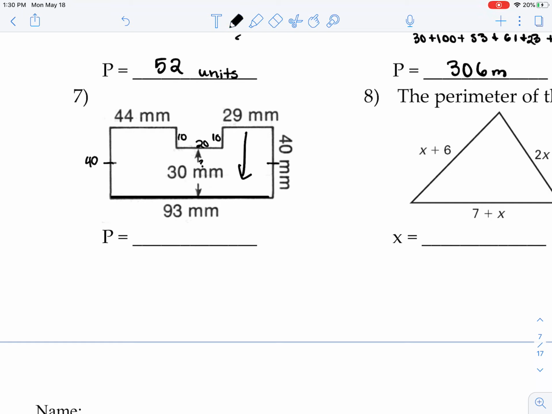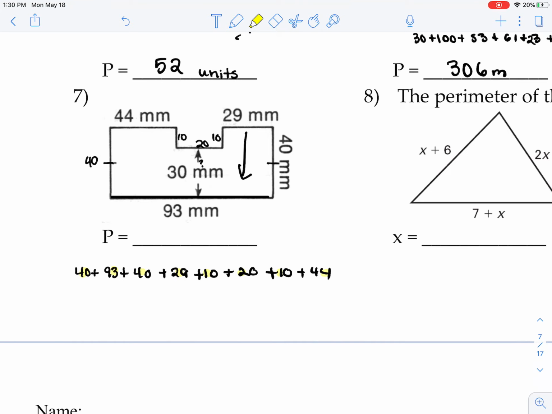Now that we've done all that subtracting, we actually have to add everything up. So 40 plus 93 plus 40 plus 29 plus 10 plus 20 plus 10 plus 44. Now check it out. I'm adding 1, 2, 3, 4, 5, 6, 7, 8 sides. If I'm adding 8 straight sides, what's the name of this polygon? What do we call polygons with 8 sides? If you said octagon, you're exactly right. Wow. So let's find the perimeter of this octagon.